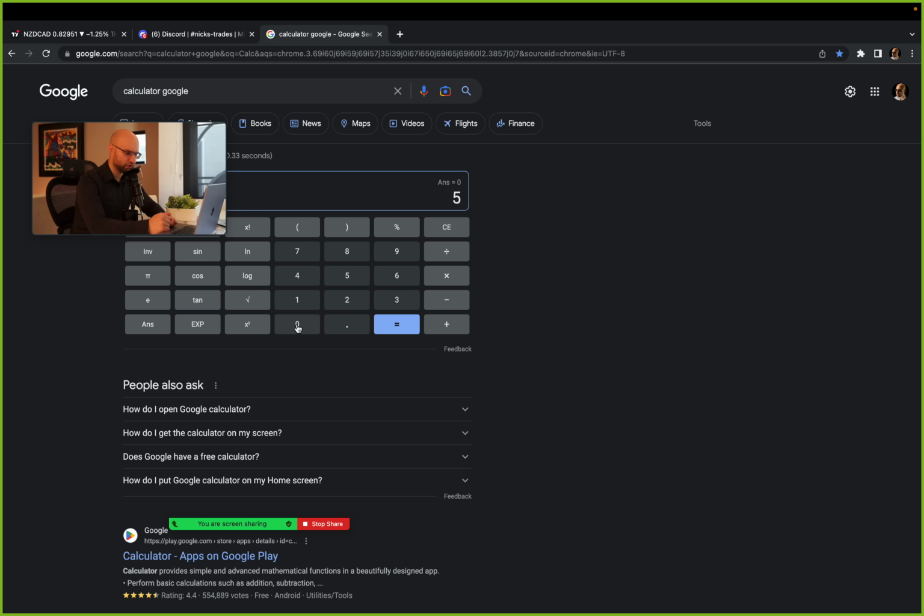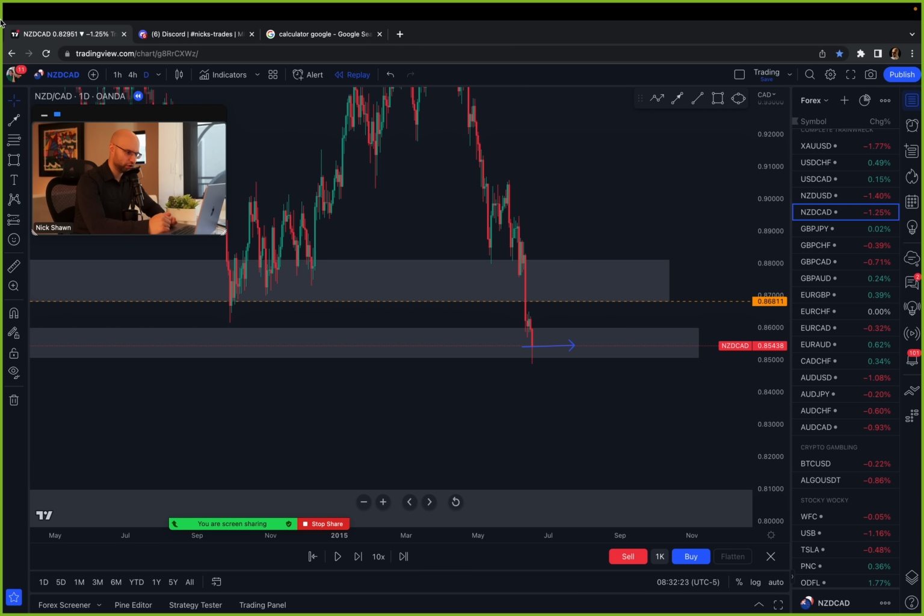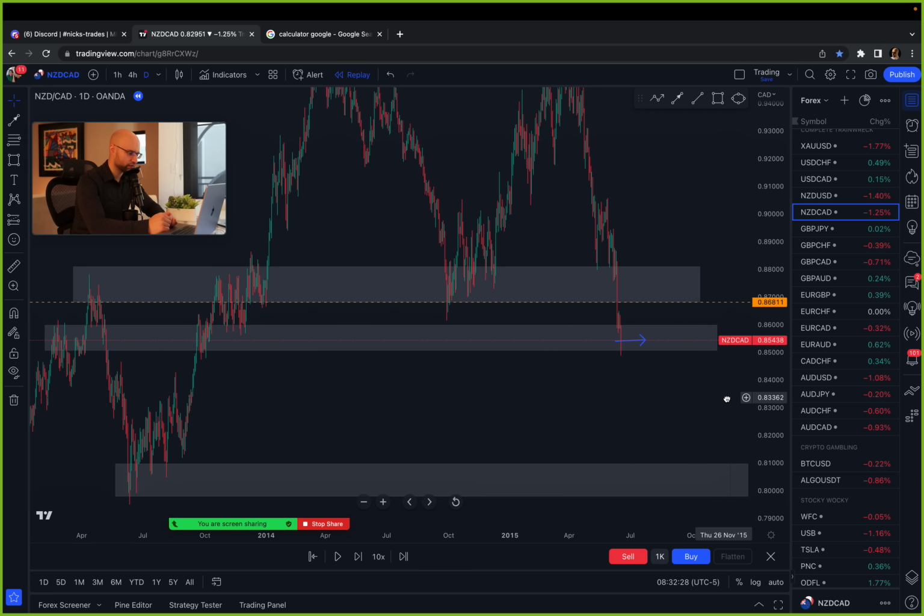We'll just use like a $50,000 account and then we'll start there. So we think price is going to bounce off support, so we're going to buy it. How do we structure the risk?